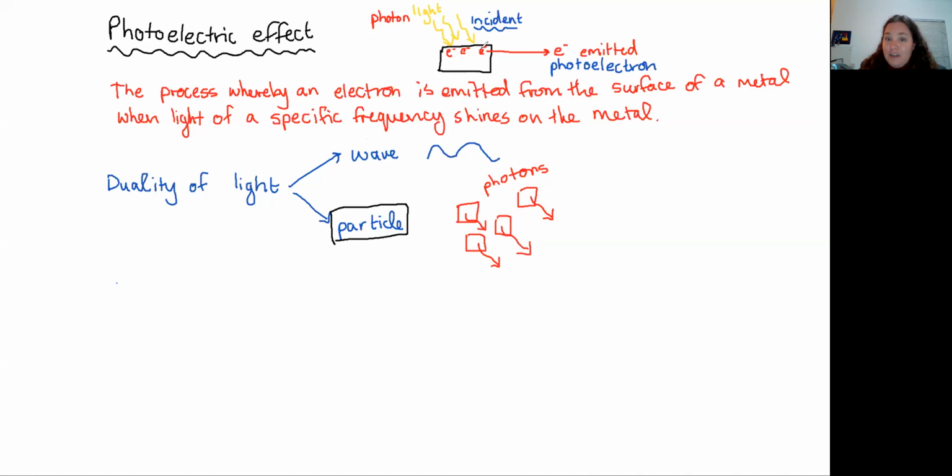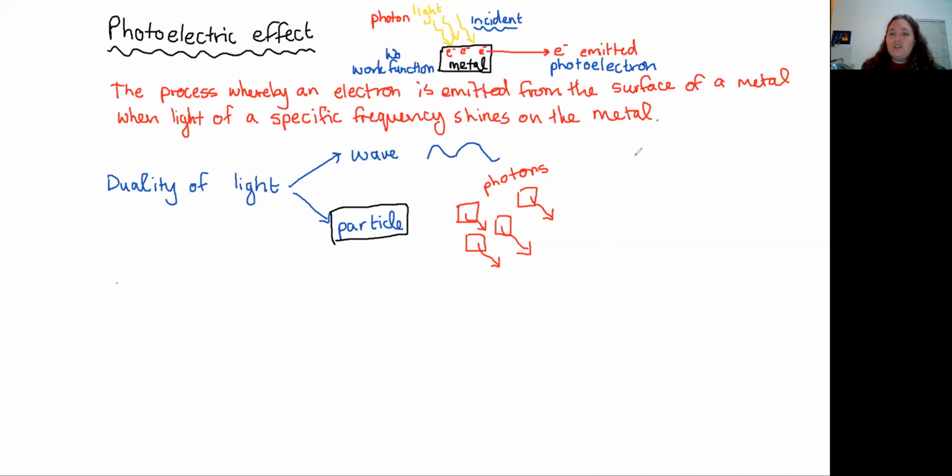Well, according to the wave idea, if light behaved as a wave and an electron needed a certain amount of energy in order to be able to leave the metal, we're going to call that energy, in fact, we do call it the work function. W naught is called the work function. I'm going to define it for you a little bit later. The work function is how much energy you need in order to cause an electron to leave.